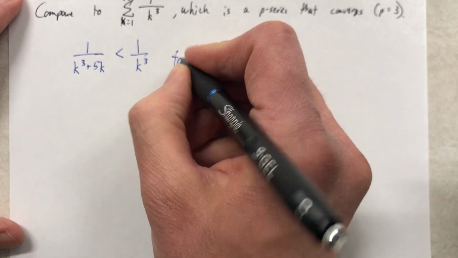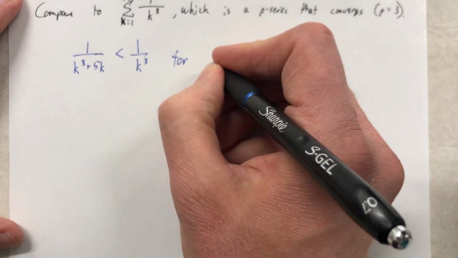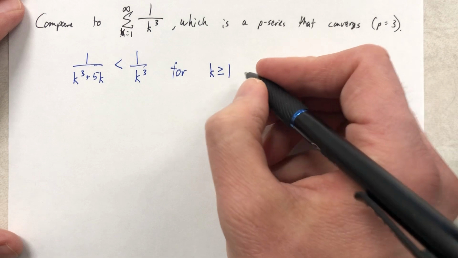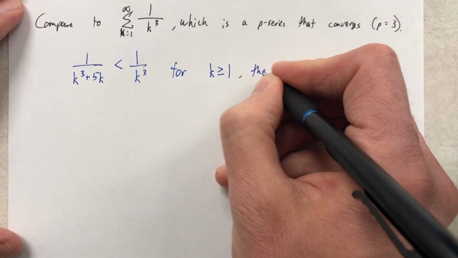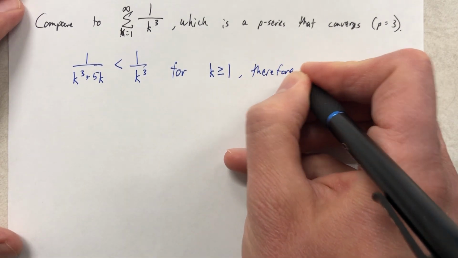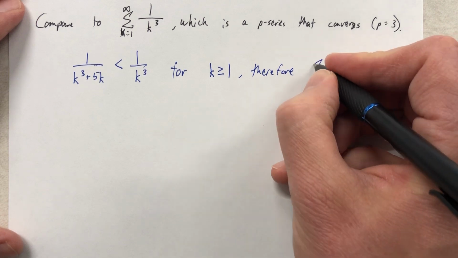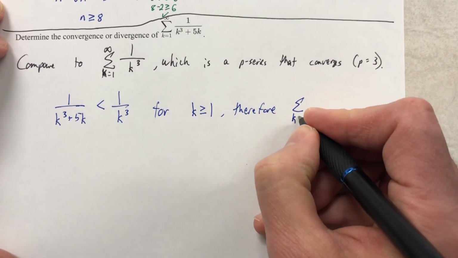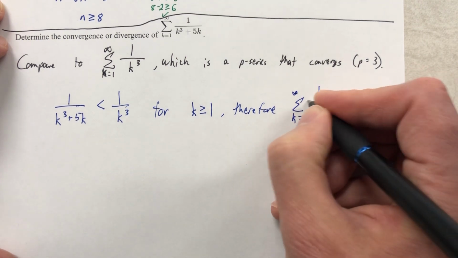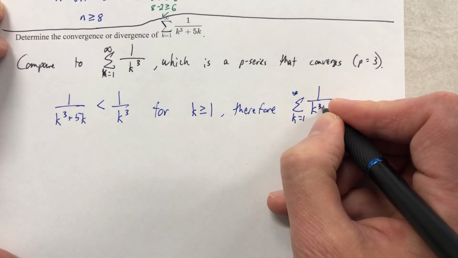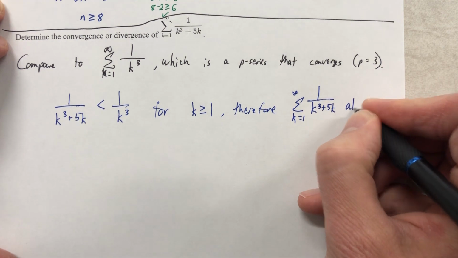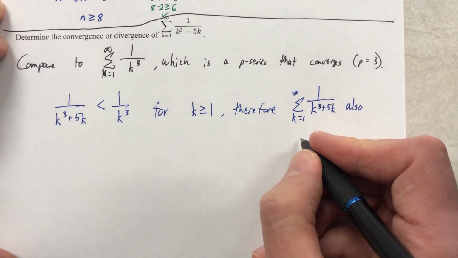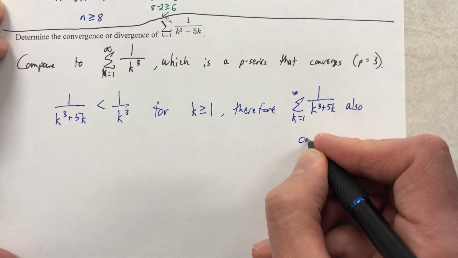I'm just going to keep this thought going. This is true for k greater than or equal to 1. Usually it's n, like I said, but not this one. k greater than or equal to 1. Therefore, the series they gave us, that I was about to write on the next line, but I can squeeze it up here, the series they gave us, k cubed plus 5k, also converges.